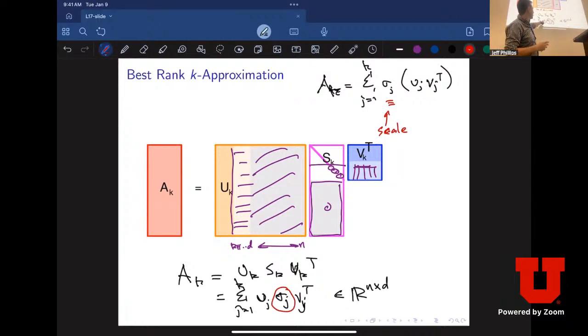What's happening with u_j and v_j transpose? What can I do when I multiply those together? What are the dimensions of u_j? It's a vector, right? Can I think of it as a matrix? A very skinny matrix.